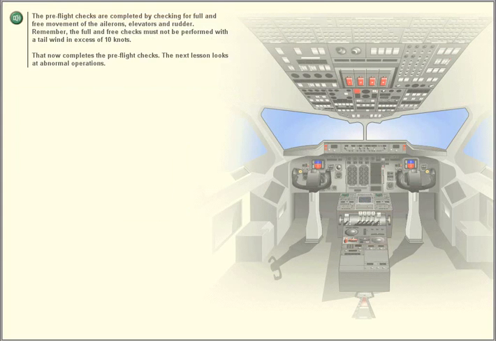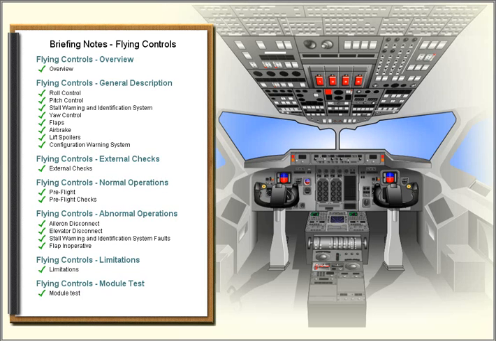The pre-flight checks are completed by checking for full and free movement of the ailerons, elevators and rudder. Remember, the full and free checks must not be performed with a tailwind in excess of 10 knots. That now completes the pre-flight checks. The next lesson looks at abnormal operations.